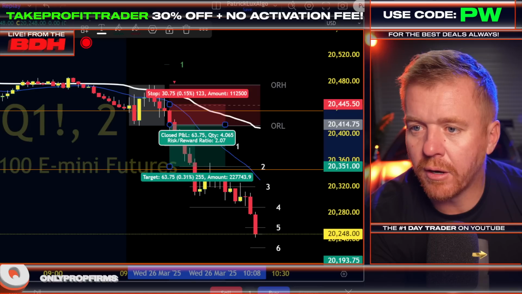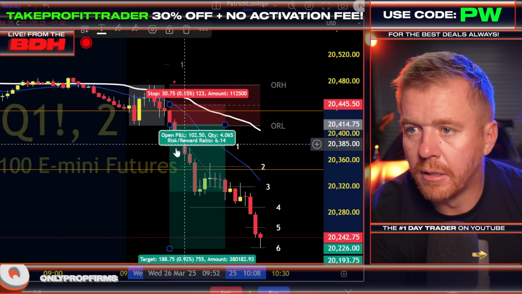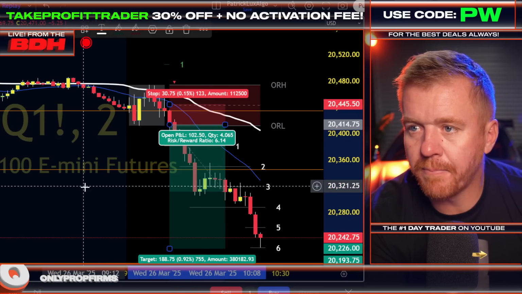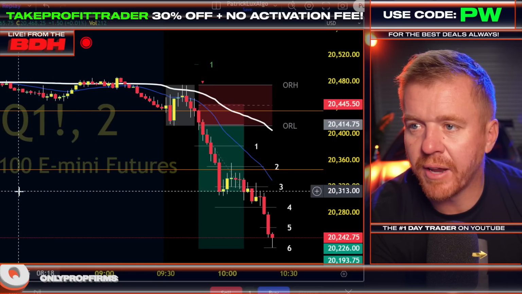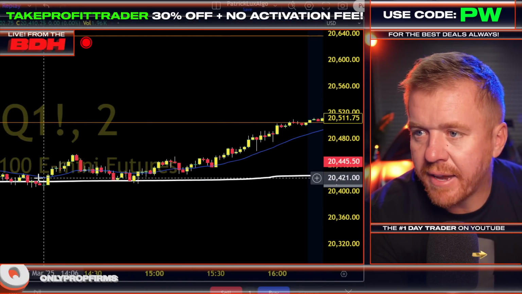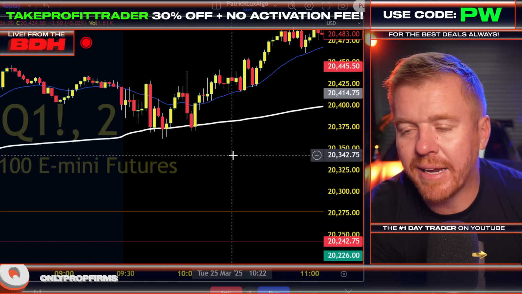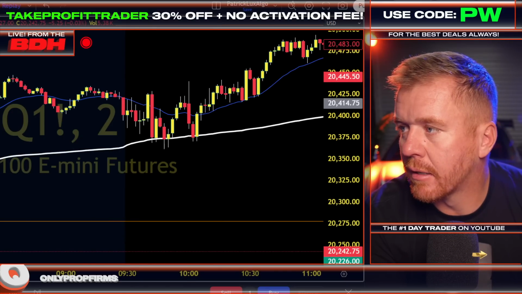It did end up going all the way down there to target 6. So that would be 102 points, risking the 30 points there for that move down to the target 6. That's basically 50% of the range, basically plotting that on that setup there.